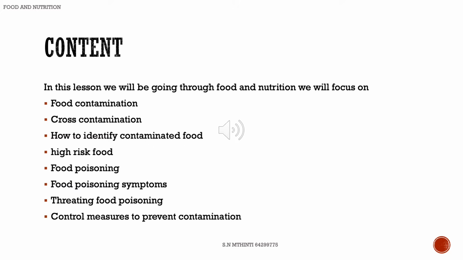Food contamination, cross-contamination, how to identify contaminated food, high-risk food, food poisoning symptoms, treating food poisoning, and lastly, control measures to prevent contamination.